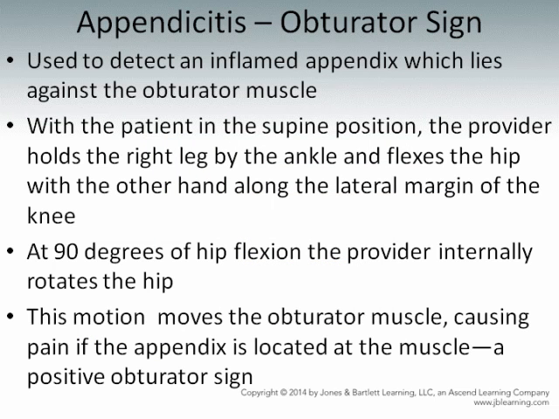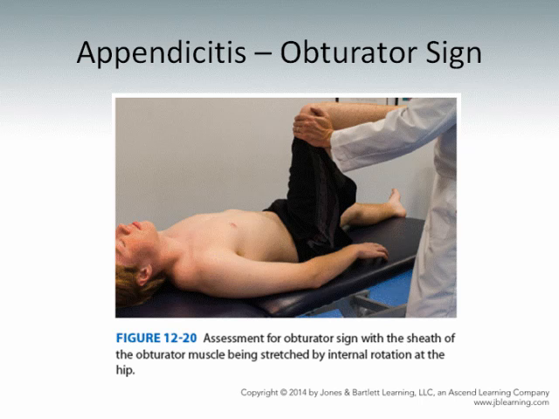The obturator sign is also used in appendicitis, and it's used to detect an inflamed appendix which lies against the obturator muscle. With the patient in the supine position, the provider holds the right leg by the ankle, flexes the knee with the other hand along the lateral margin of the knee, and at 90 degrees of hip flexion, the provider internally rotates the hip. This motion will move the obturator muscle, causing pain if the appendix is located at the muscle, a positive obturator sign. You can also have both a positive psoas and obturator sign at the same time. And this is just a picture of doing the sign.